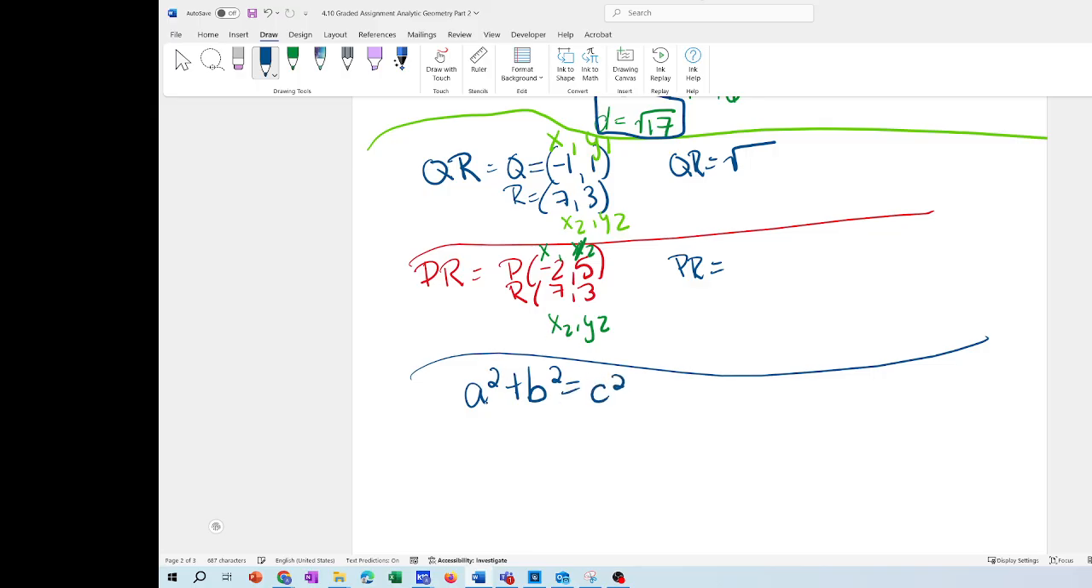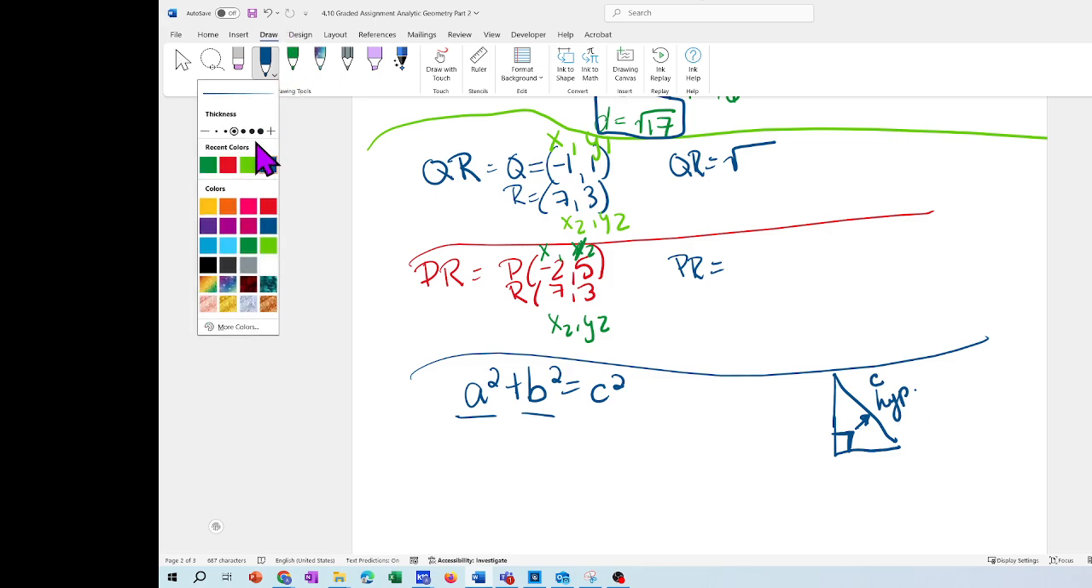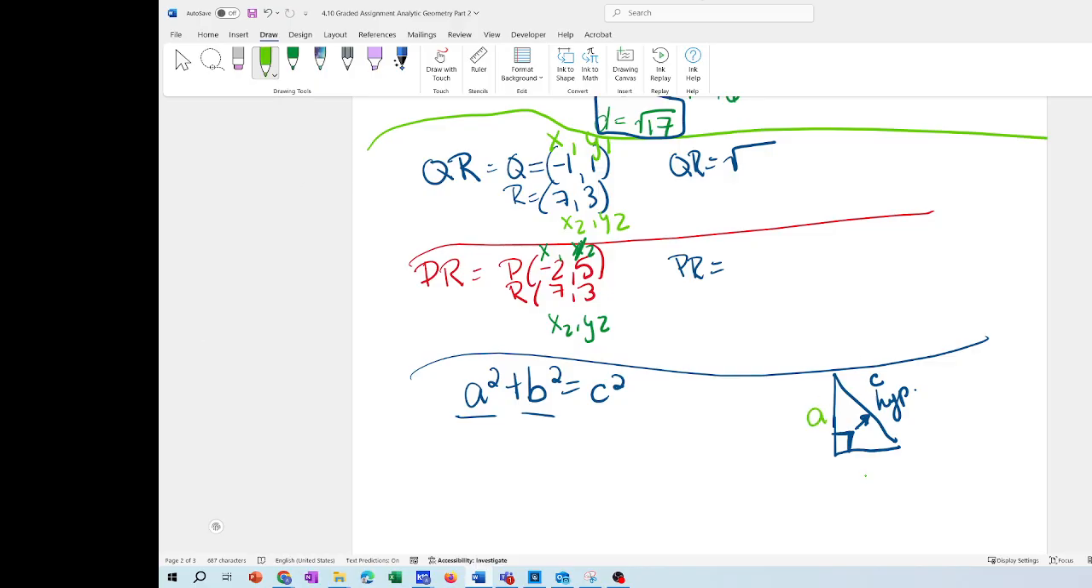Remember, a and b, I'm going to try to do a right triangle here, are the legs. So this is your 90-degree angle. The side that is always across it is the hypotenuse, which is c, and the other two are the legs. This one can be a or b, doesn't matter, but those two are the legs. So a and b, you're going to add them, and they have to be equal to c squared.